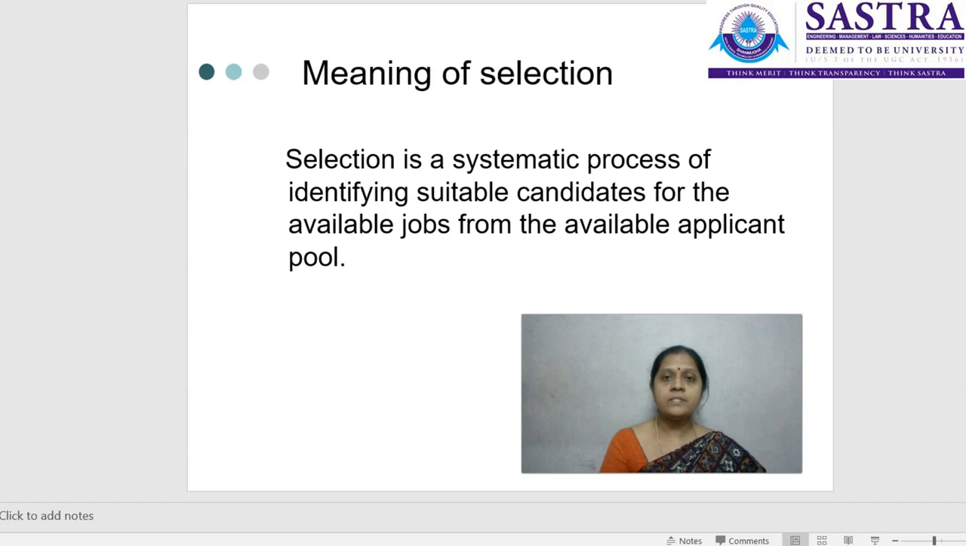Recruitment is basically a searching function, as it searches for prospective candidates for the job offered. But selection is basically a screening function, as it screens the candidates for their suitability for the job offered. So that makes the difference between selection and recruitment.